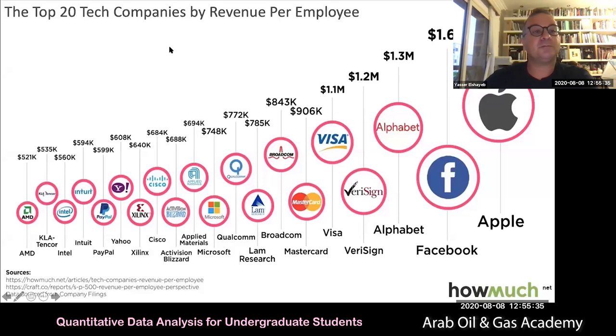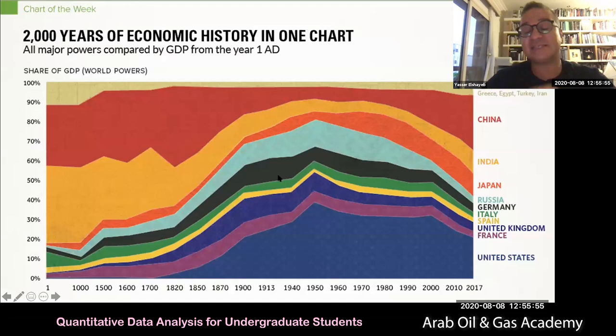The top 10 companies by revenue per employee. Again, it's an infographic showing that Apple is much more powerful. I mean, you have more revenue per employee in Apple than in Facebook. It's a kind of an infographic. This is, again, another interesting graph that I like a lot.